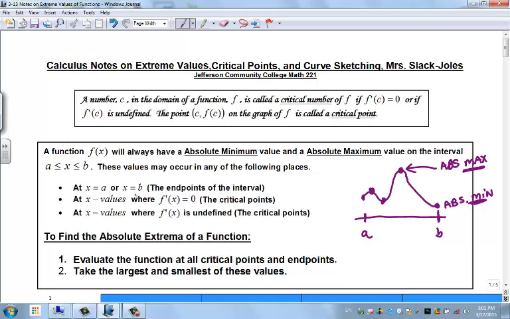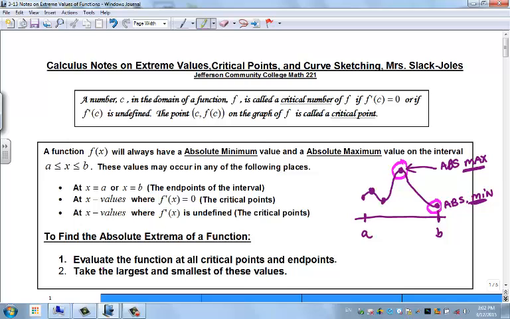All right, so where do these things occur? Well, they can occur at the endpoints, like in this picture. The absolute minimum value of this function between these two numbers happens right here. That's the lowest point on the graph. They can also occur at x values where the derivative is equal to 0, or the critical points. This one, the absolute max, the highest point on the whole graph, occurs at a critical point. And then it also can occur at x values where f prime of x is undefined. Another way to say critical point. So that's where they can occur.